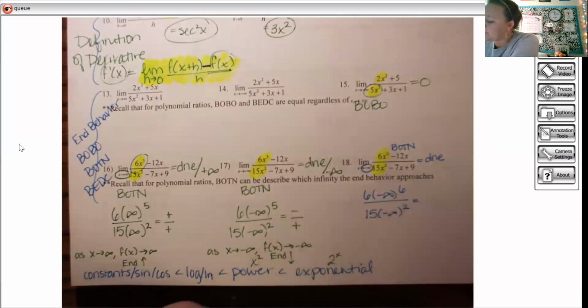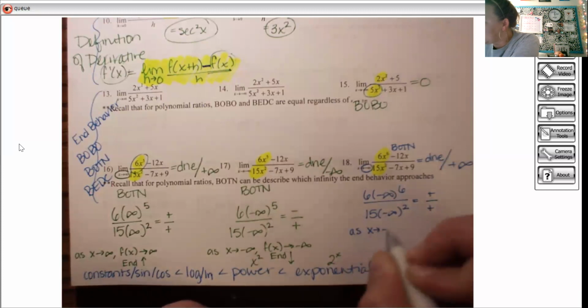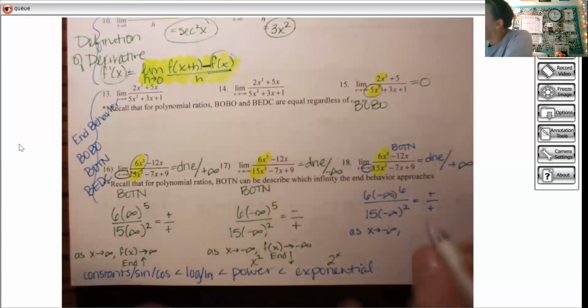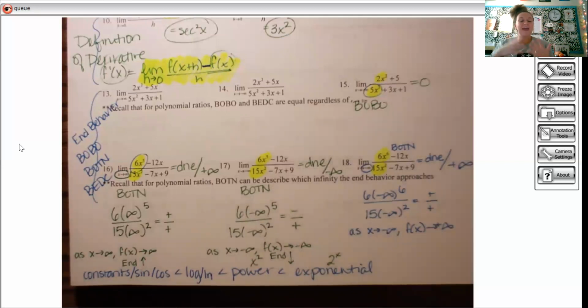Negative infinity to an even power turns out positive. That negative infinity squared turns out positive. And if you divide two positives, what do you get? A positive infinity. So for this equation, you would say as x goes towards negative infinity, which would be like the left end of the graph, my f of x would be approaching positive infinity. So remember, those are describing the end behavior of a graph.